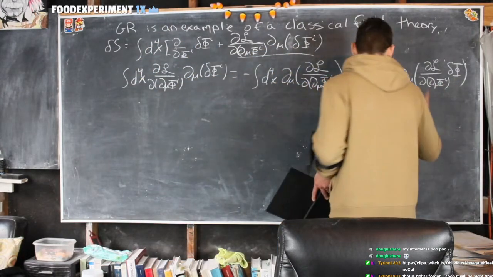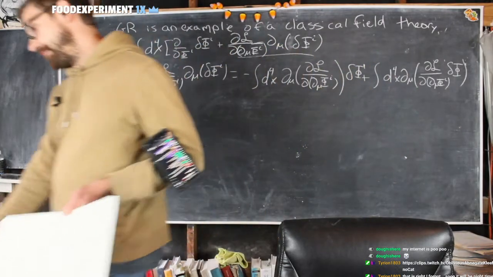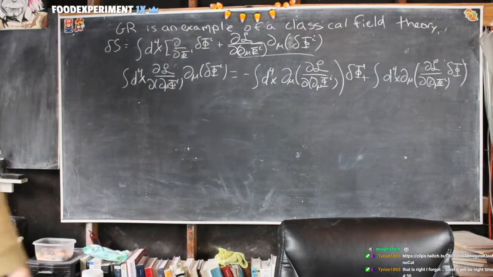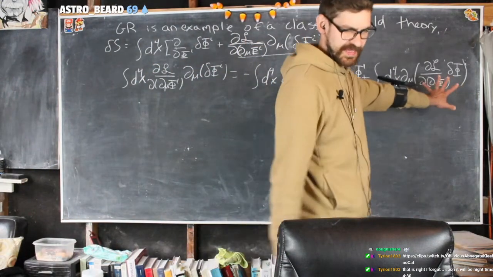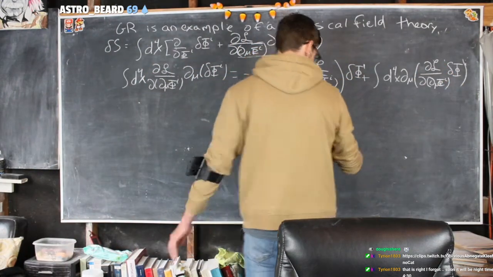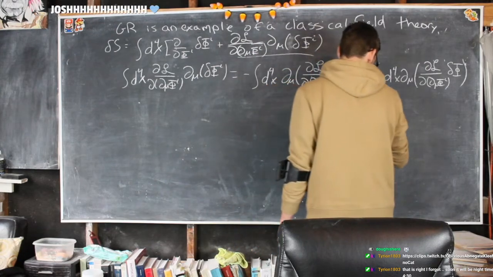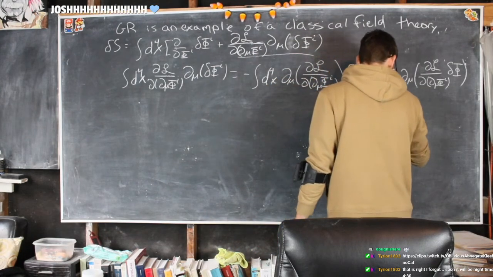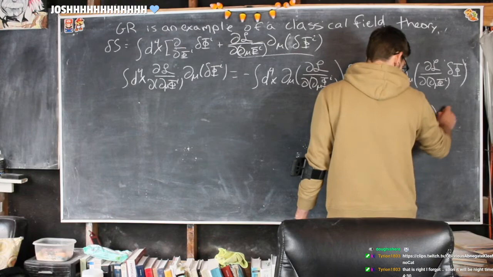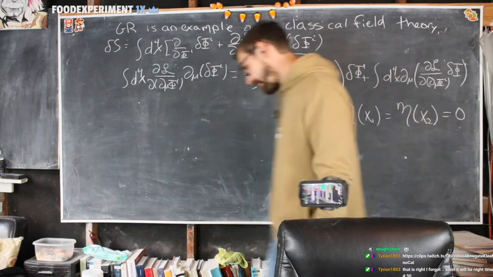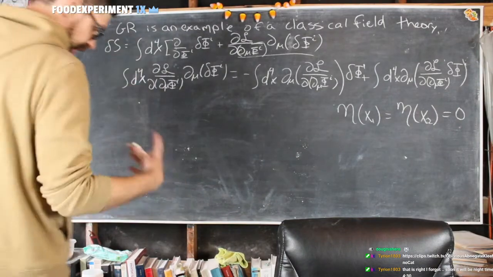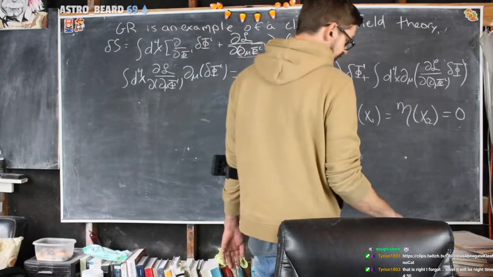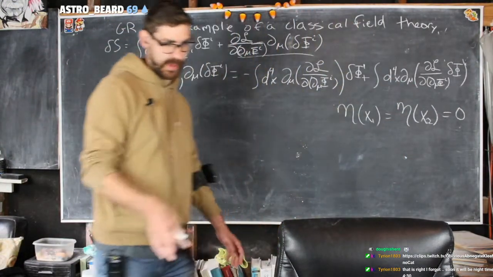Luckily for us, this integral right here is the same thing we did on Wednesday, except it's really messy, but it's really the same thing. Remember on Wednesday when I said eta of x1 is equal to eta of x2, which is equal to 0? Why was it 0? Well, because the eta was the change in the function, and the change in the function didn't exist at the endpoints.